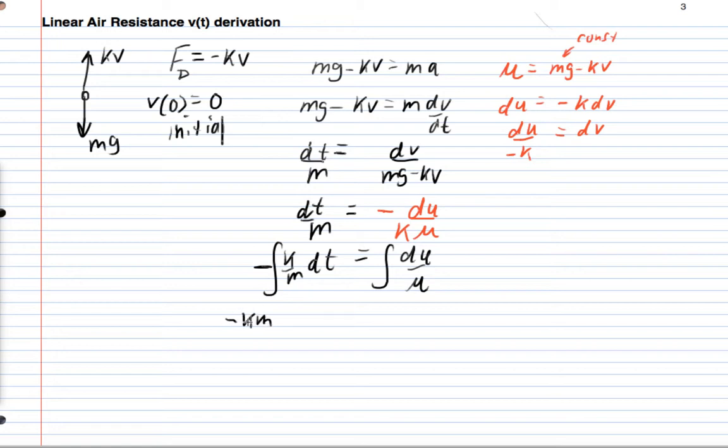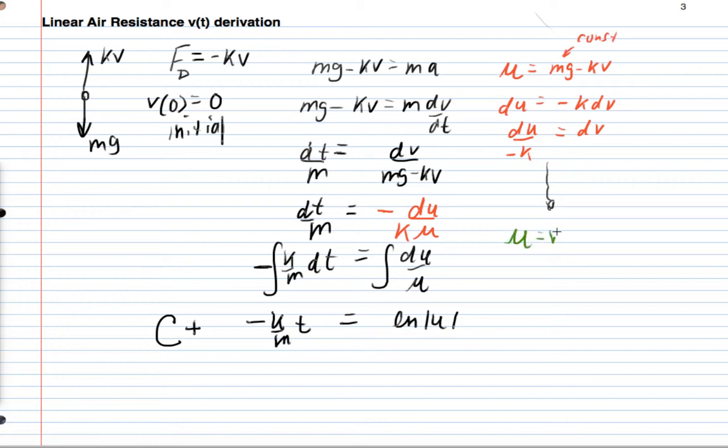So when we take the integral on the left side, we're going to get negative k over m times t, and on the right side we're going to get the natural log of u. Okay, and I'm going to add the integration constant right here. So now we're going to do something a little weird with the substitution that you might not have seen in your math classes. We're going to actually substitute to get rid of the c now.